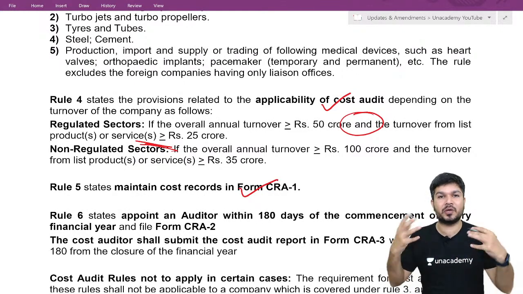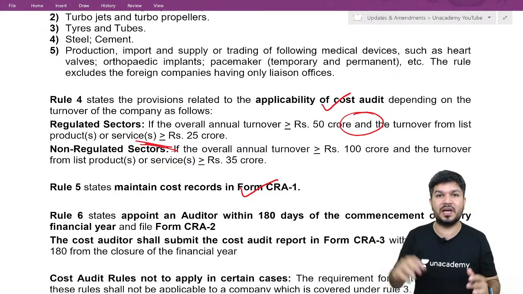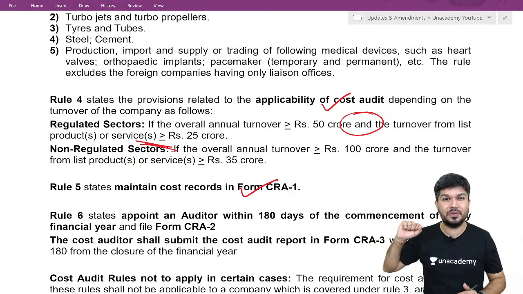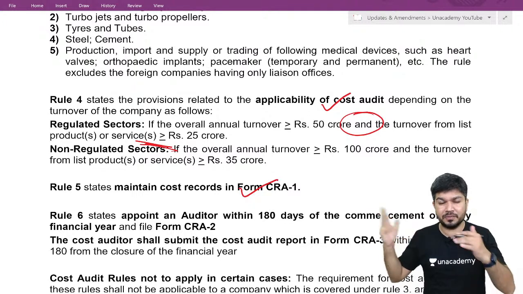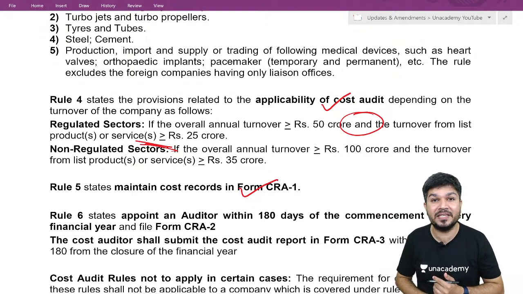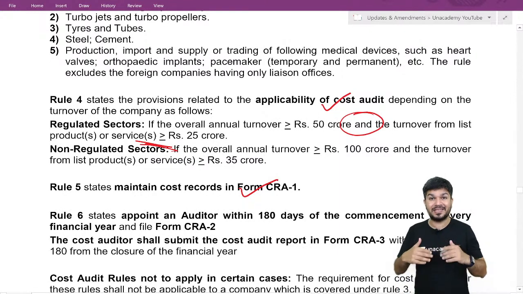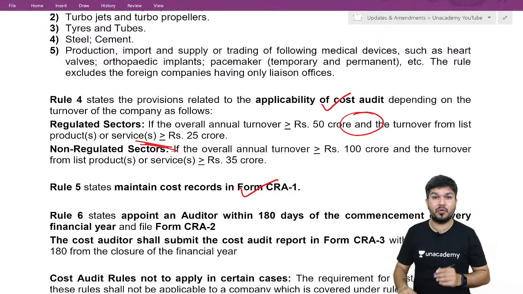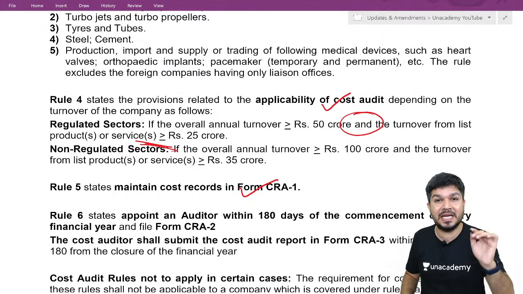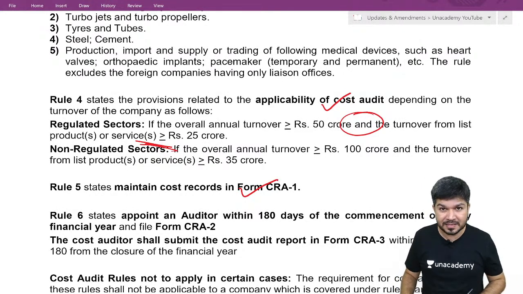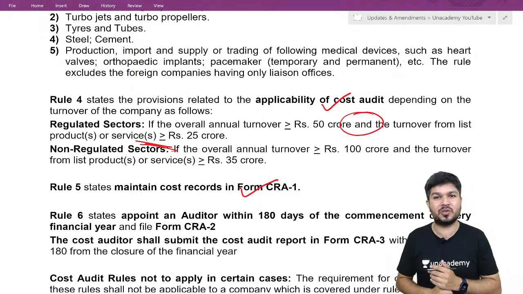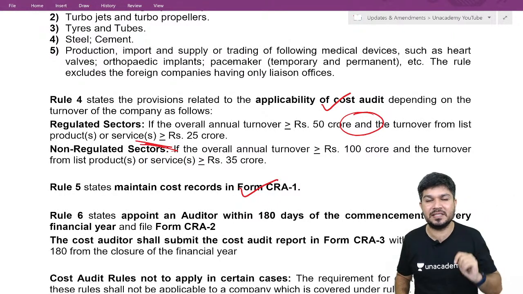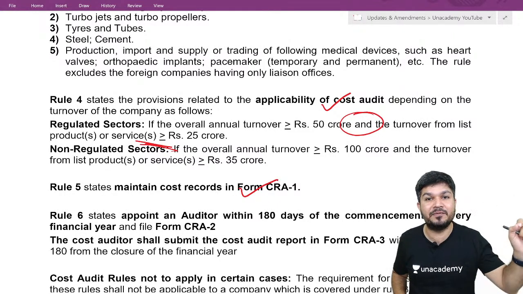After appointing the cost auditor, they are required to inform the ROC within a period of 30 days, and they will file form CRA 2. The cost auditor will give his report within 180 days from the end of the financial year, as per the format given in form CRA 3. And lastly, if there are any negative comments in the cost auditor's report, the BOD has to give information and explanation to the central government within 30 days. That will be as per CRA 4.